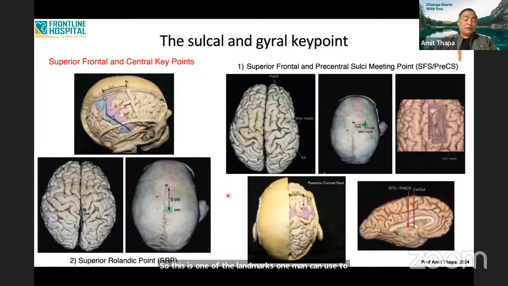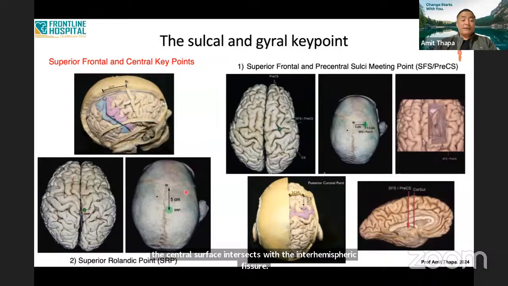Then the other important point is the superior Rolandic point, as we have already talked about in the previous slide. This is in the interhemispheric plane where the central sulcus intersects with the interhemispheric fissure, and it lies 5 centimeters behind the bregma. This is an important landmark when we go through interhemispheric approaches, because when we do a corpus callosotomy at this level, one can easily go into the subsplenial cisterns and the pineal gland.